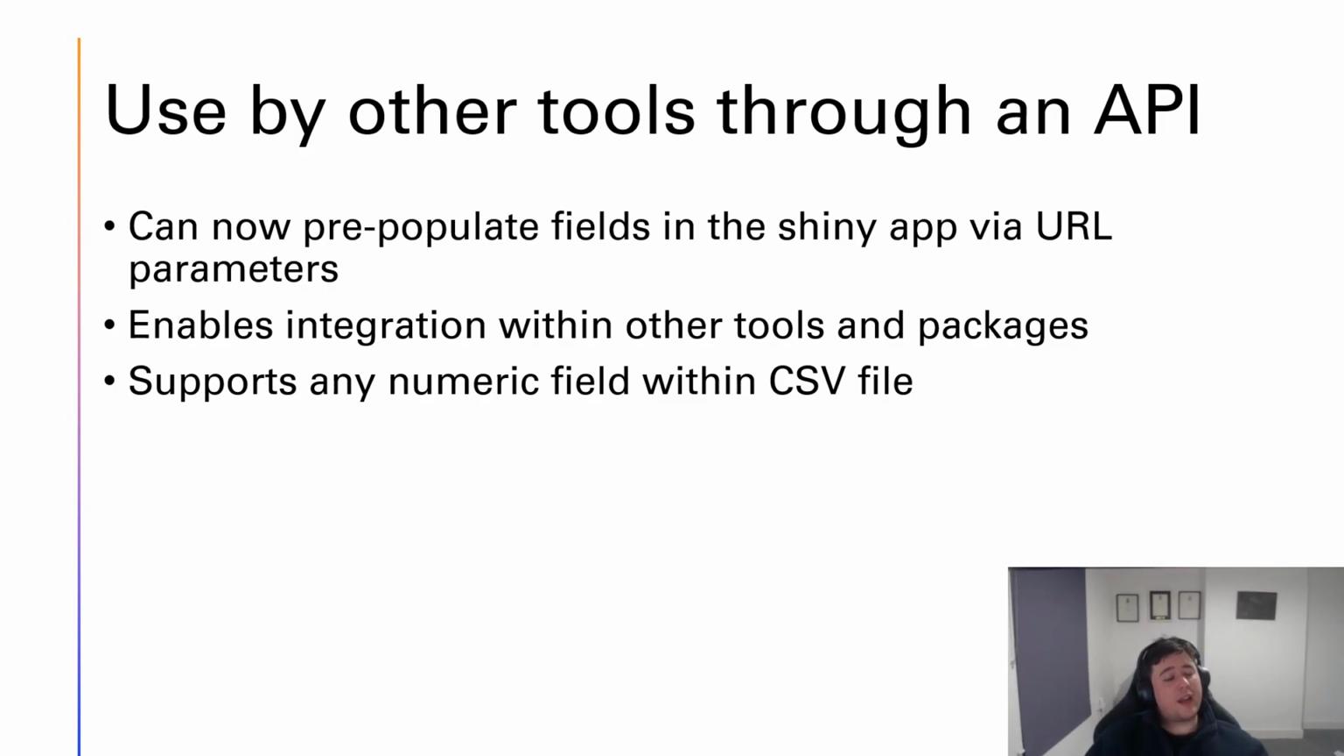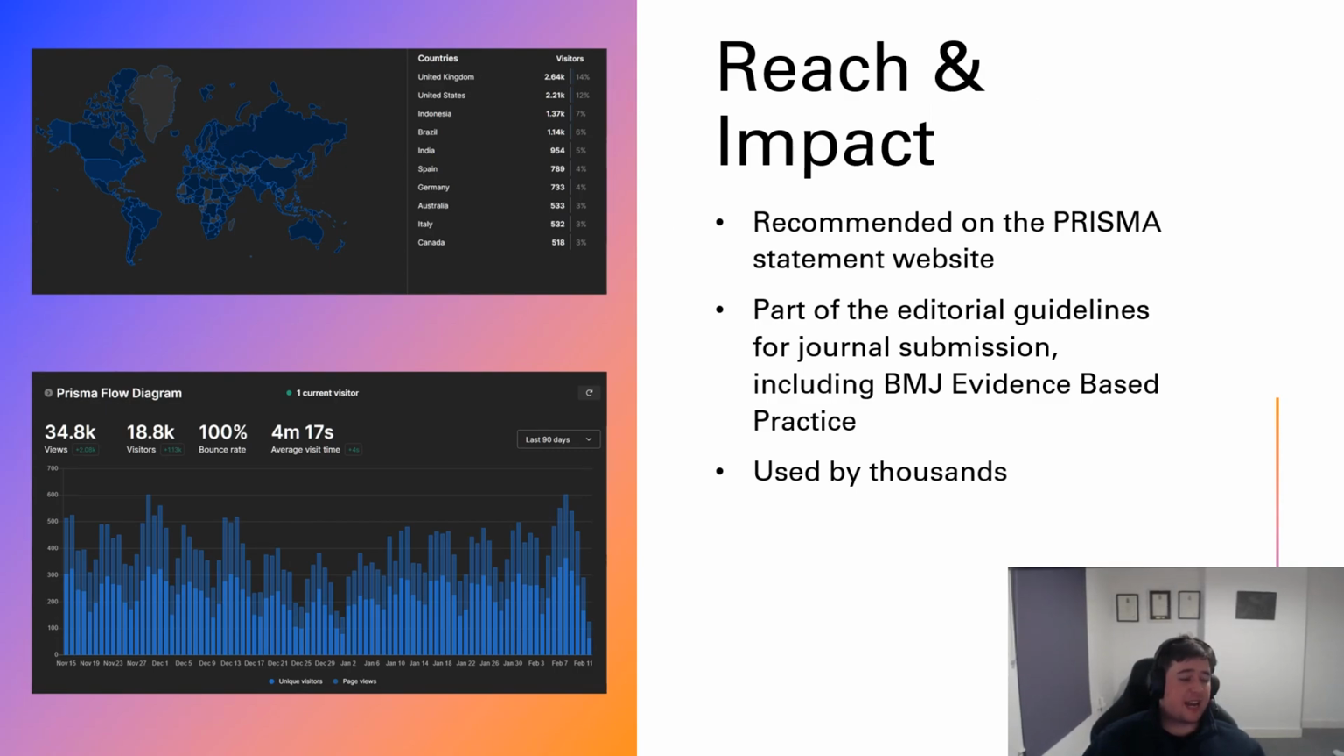Finally, I'd like to talk a little bit about the reach of this package and the impact. So within the hosted version on ShinyApps.io, we use some analytics. They're just aggregated statistics rather than any personally identifiable information. But we can see that this has been accessed globally, and in the last 90 days, for example, over 18,000 unique visitors to the site. So it's a big tool. It's being used by lots of people, and in part that's because it's recommended on the PRISMA Statement website. It's part of the editorial guidelines for journal submission in some journals, including BMJ Evidence-Based Practice.